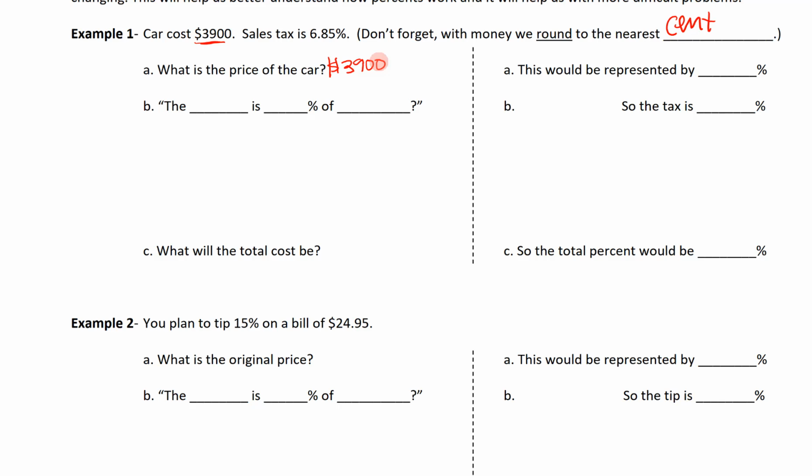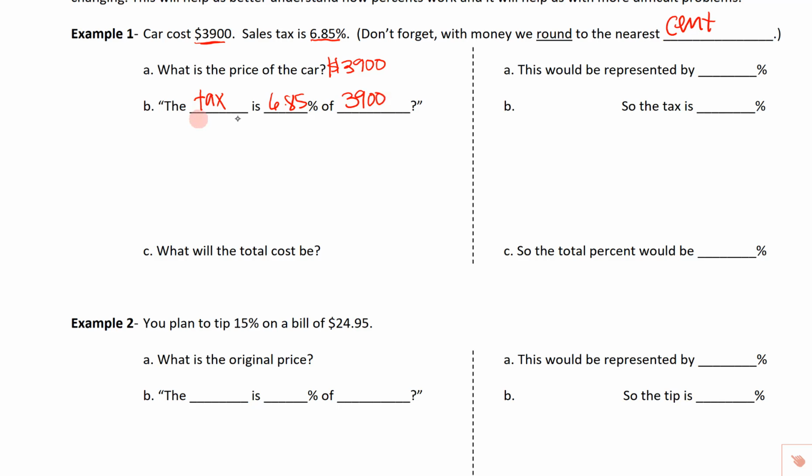This problem is a tax problem. Remember, in this section we're focusing on tax, tips, and commission. So this is a tax problem. Part B says the tax is, we're looking for our percent, so it tells us up here in our problem that tax is 6.85% of the cost of our car, which is $3,900. So in part B, we're actually going to figure out what the tax is.